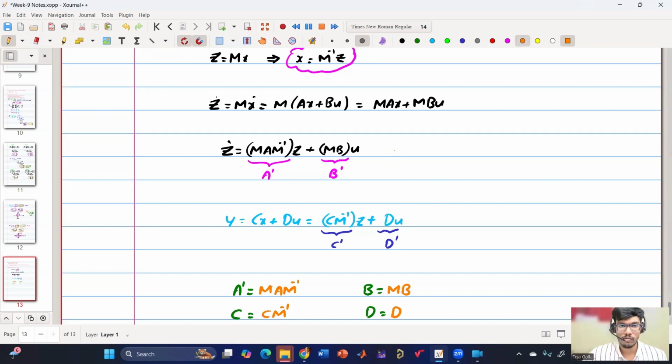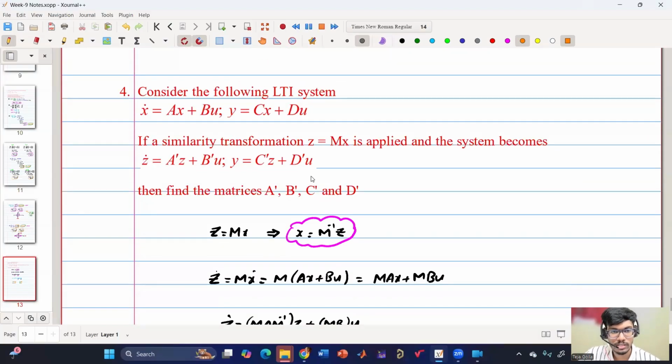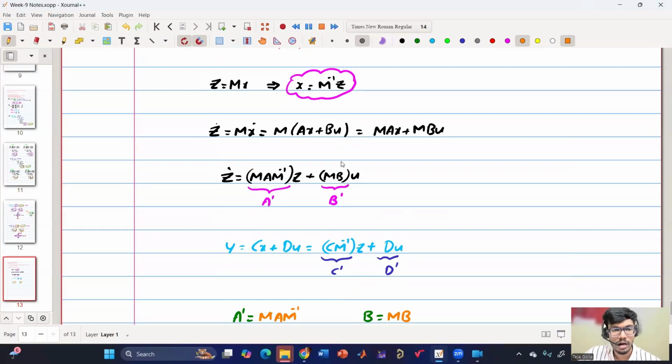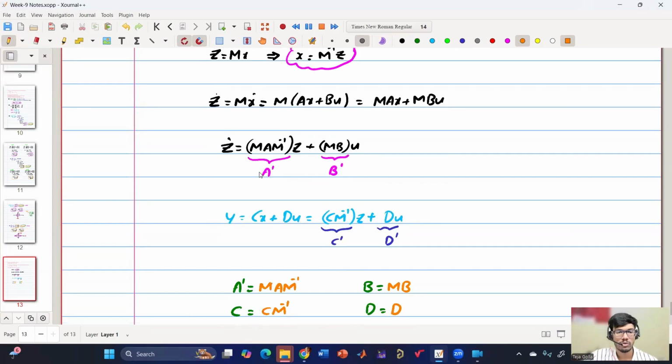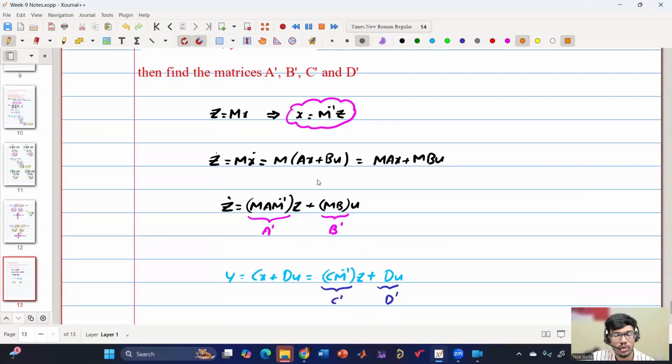So this is a question on the transformation matrix. I have given the transformation matrix, but kindly keep a note: in the exam, they can give Z equals M inverse x, and then this will vary. This is for Mx. For Mx, I have converted everything in terms of Z and substituted it back, so that Z dot is A dash Z plus B dash u. It is in that expression.